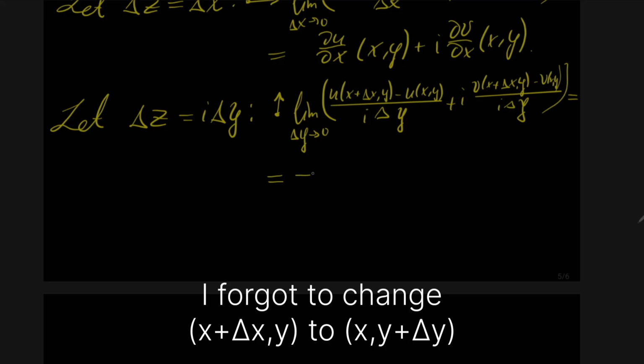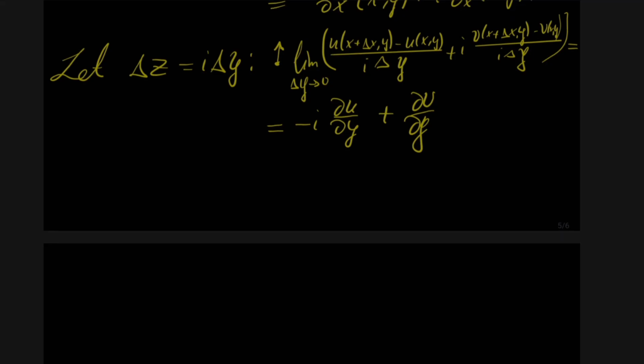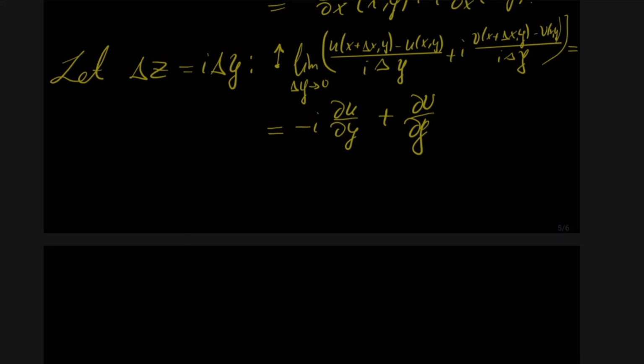Okay, so we have negative i du by dy, plus, here the i's cancel out, so we have dv by dy. Since both of them are the derivatives, and the function is differentiable at that point, they are equal. So, by equating the real parts and imaginary parts, we indeed have the Cauchy-Riemann equations.